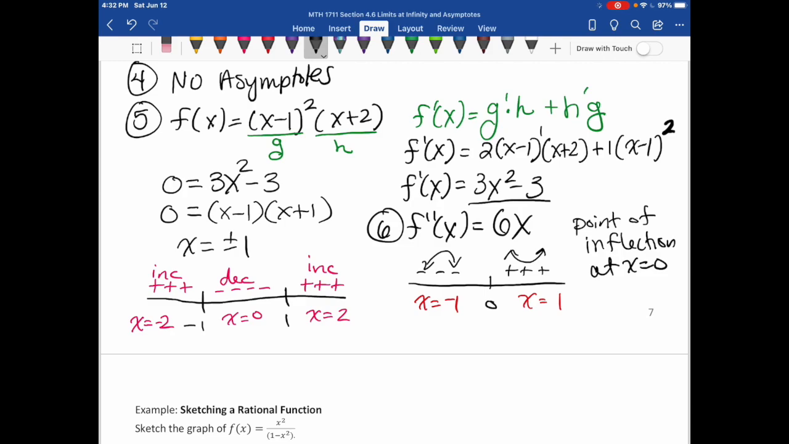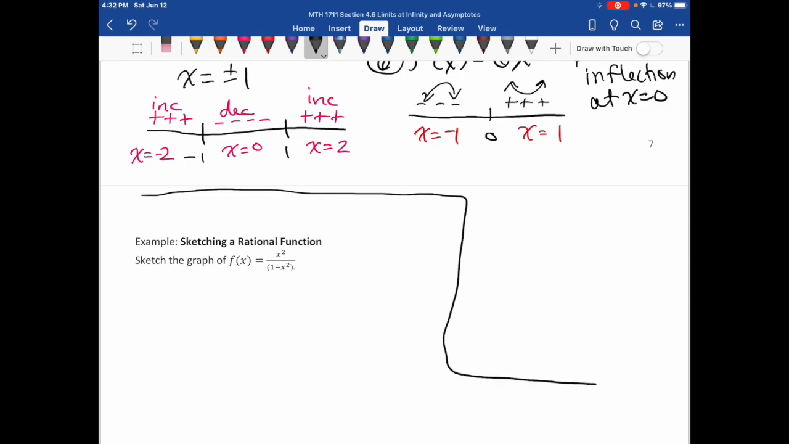Now we can put all of this together. I'm going to have to use the next page because I'm running out of space here. When we put all this together, we have an x-intercept at -2. We have an x-intercept at +1. We have a y-intercept at +2. We know that at the point -1, it's increasing and then decreasing.